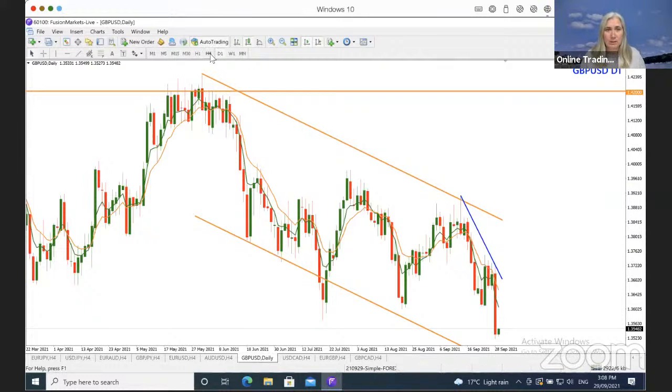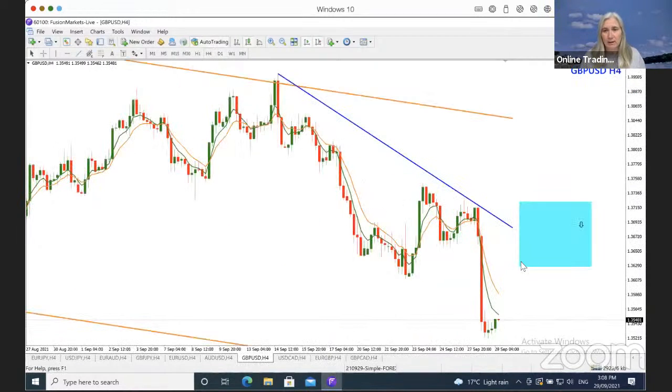So now we need some real pullback. Pullback at least to the blue line, the horizontal trend line, or to the top of the channel again. So let's see where that goes, but I'm looking for short overall on GBP USD.